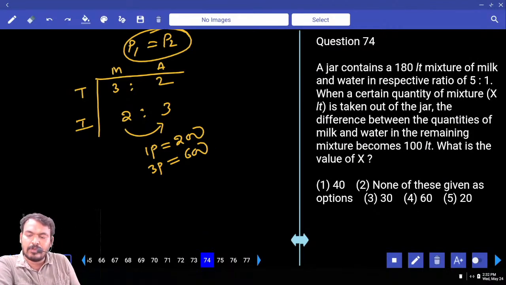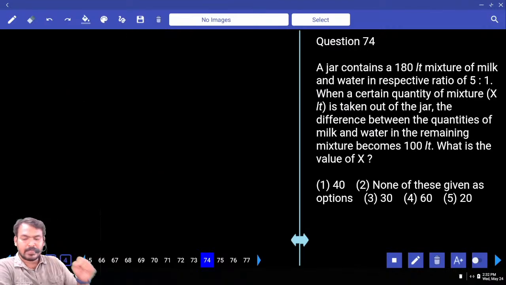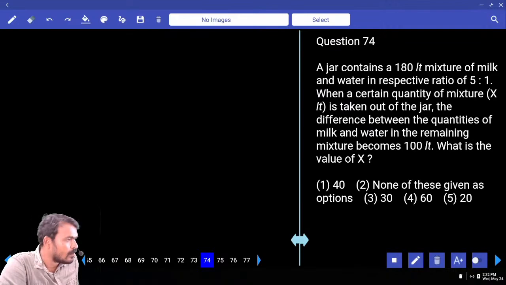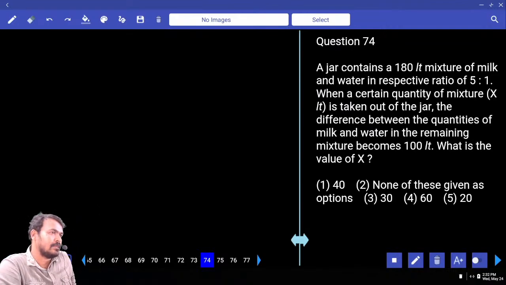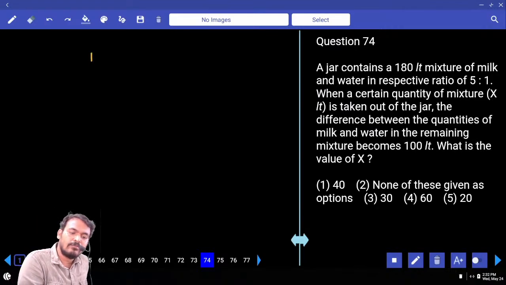A jar contains 180 liters of a mixture of milk and water in the respective ratio of 5:1. When a certain quantity of mixture, X liters, is taken out of the jar, the difference between the quantities of milk and water in the remaining mixture becomes 100 liters. What is the value of X? In 180 liters, what is the milk and water ratio? Out of 180 we take X liters. In that X liters also milk and water are 5:1.